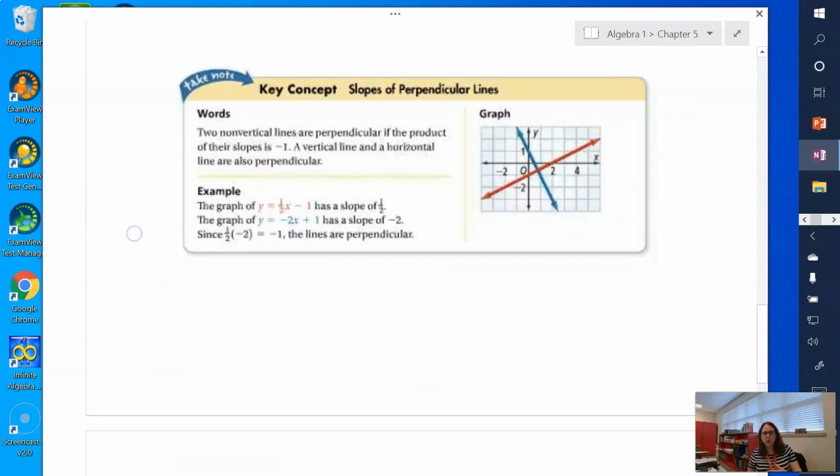Next idea is perpendicular lines. So take a look at this picture. When lines are perpendicular, they cross, and the angle that they form where they cross is a 90-degree angle.